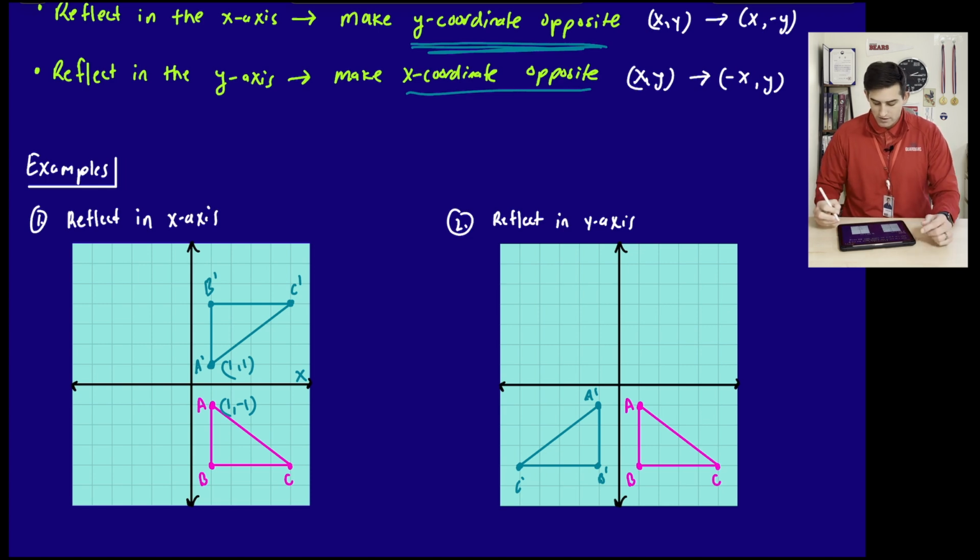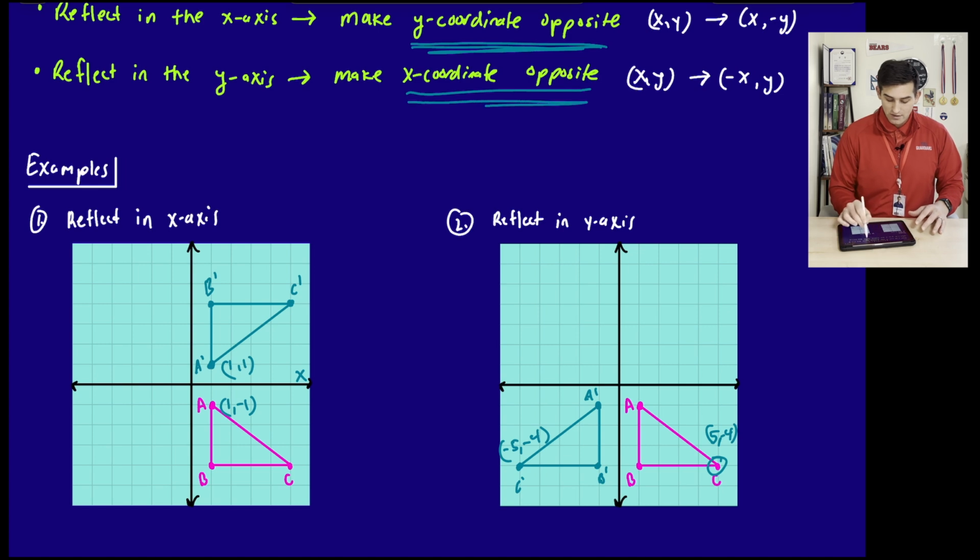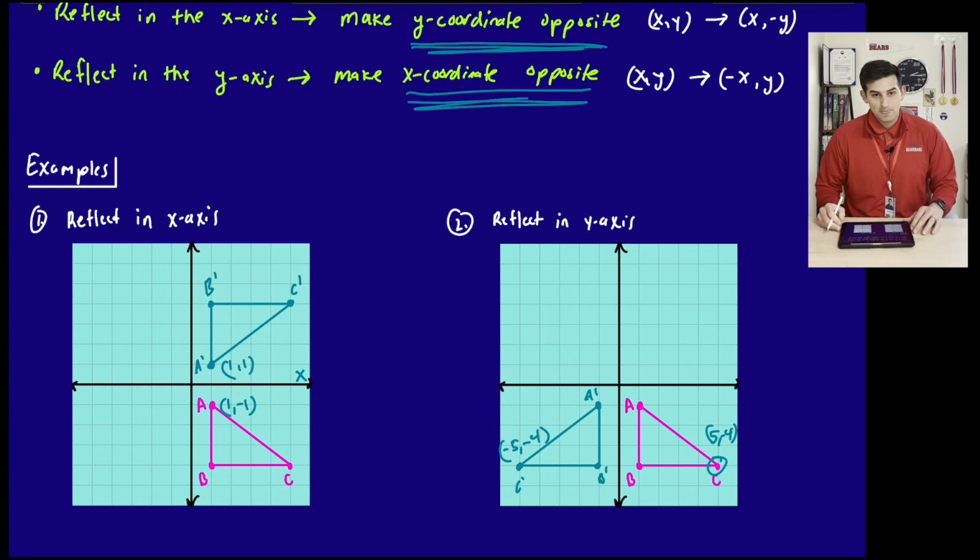Okay. Now let's look at number two. Let's go with vertex C. Vertex C started at (5, 4). Now C prime is (-5, 4). Excuse me, this was (5, 4), let me fix that real quick. Okay. And then vertex C prime is (-5, 4). Okay. So notice how the x coordinate now became opposite, just like we saw up here, but the y coordinate stayed the same.